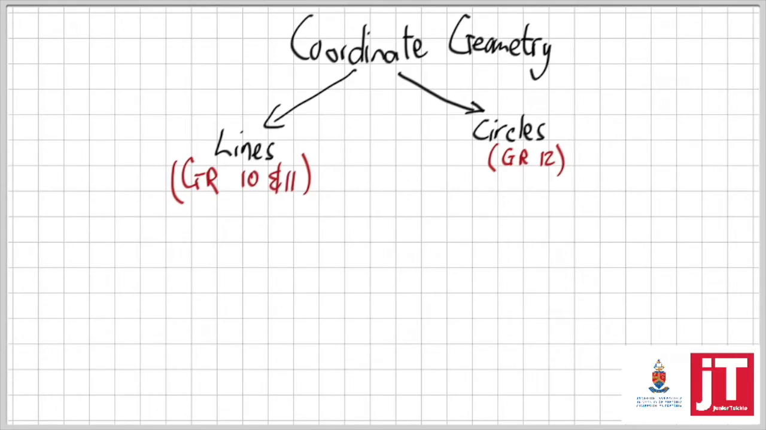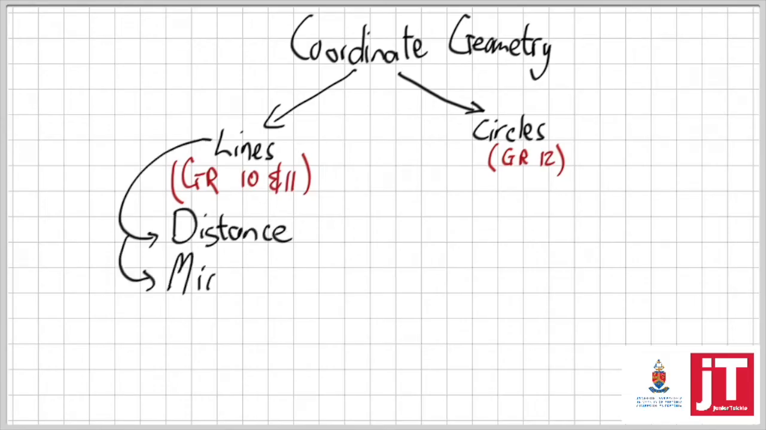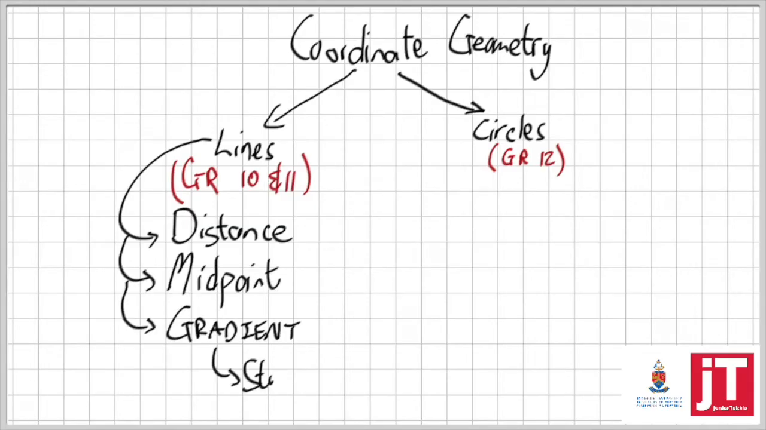So when we talk about the CAPS, in grade 10 and 11, there's a few things that we are going to do. We're going to do the distance and the midpoint formula. And then in the next video, we are going to discuss gradients, and that's going to lead us towards straight lines. In grade 12, we will look at circles. I'm not going to worry about that now. So let's start with the distance formula.